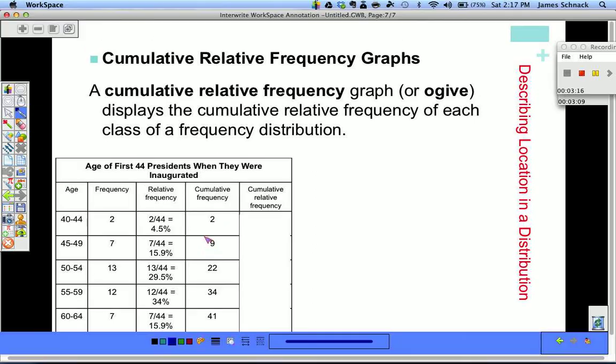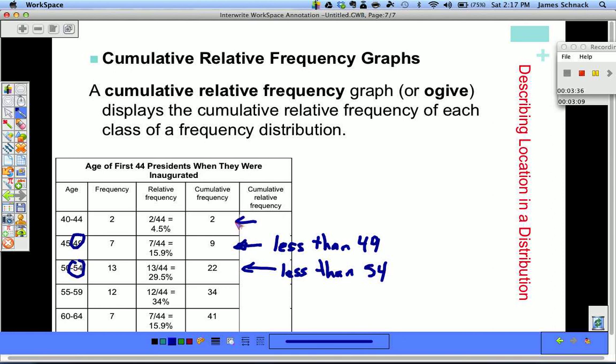The next value is 9. Why is it 9? Well, what we're really looking at this class is less than 49. Less than 54. I'm looking at these numbers here. So this first 2 means that there were 2 presidents less than 44. 9 presidents were less than 49 because it's both of those 2. There are 22 presidents less than 54 because it would be all of those. So we're adding up everything previous to that, and that's where the cumulative frequency is coming from.